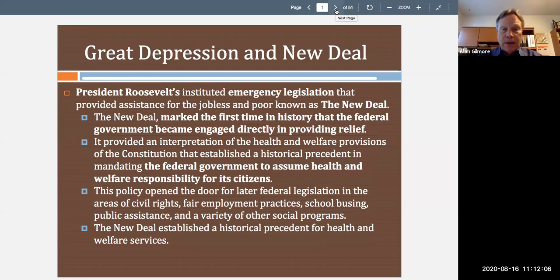So President Roosevelt instituted what was identified as emergency legislation that became known as the New Deal. It marked the first time in history that the federal government became directly engaged in providing relief. The federal government assumed health and welfare responsibilities for its citizens. It did open the door for federal legislation to happen later on, things like civil rights and fair employment practices, and it really did establish a historical precedent for health and welfare services.